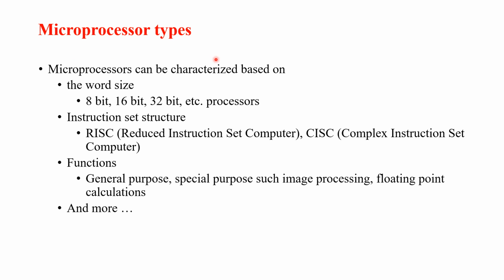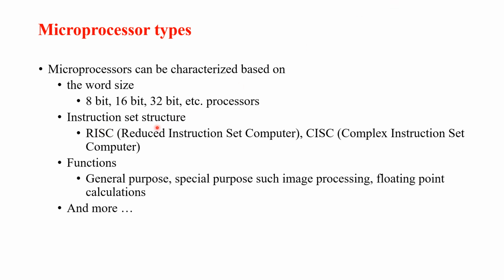Microprocessors can be categorized based on several key characteristics. Word size: the word size indicates the amount of data a microprocessor can process at one time. The 8-bit processor handles 8 bits of data, suitable for basic applications. A 16-bit processor processes 16 bits of data, suitable for more complex tasks. A 32-bit processor handles 32 bits of data, supporting larger memory and more advanced functions. And a 64-bit processor processes 64 bits of data, ideal for high performance tasks and large data sets.